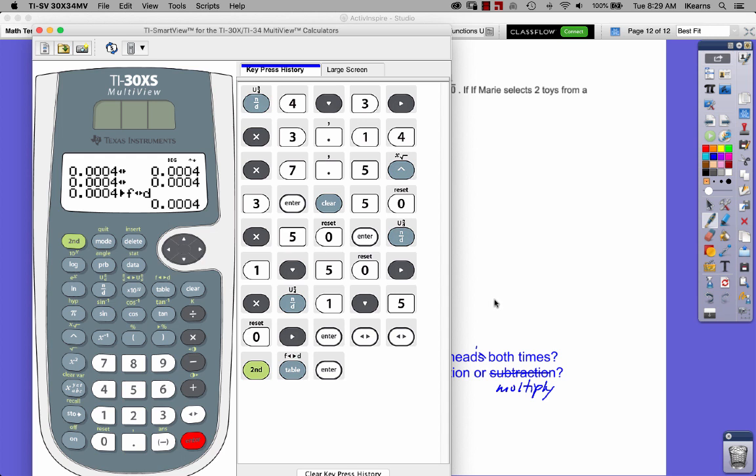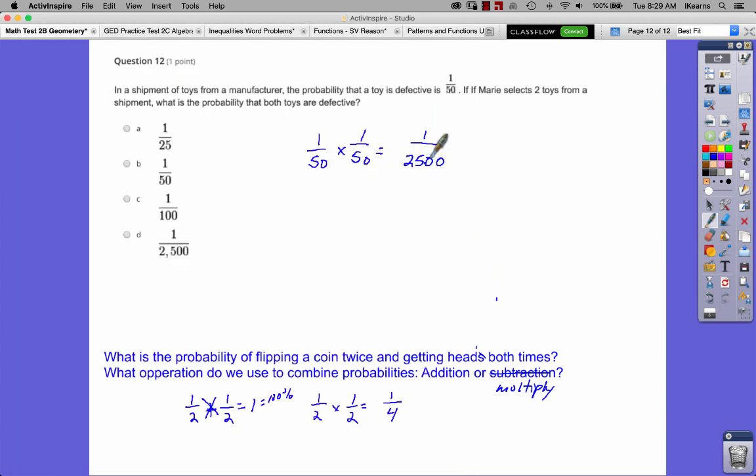That's interesting. So hopefully, when I showed you how to do 50 times 50, you can see that D is going to be our answer here.